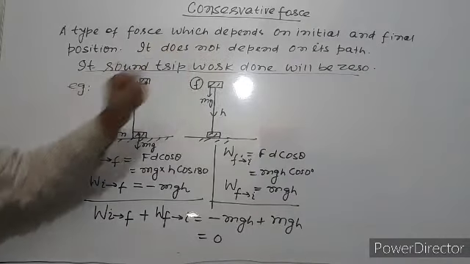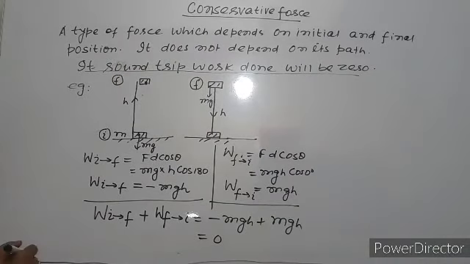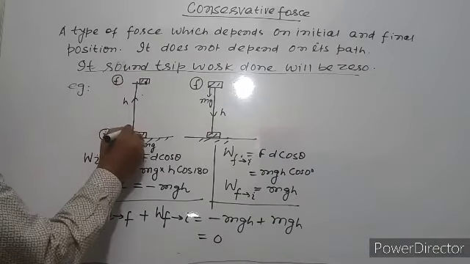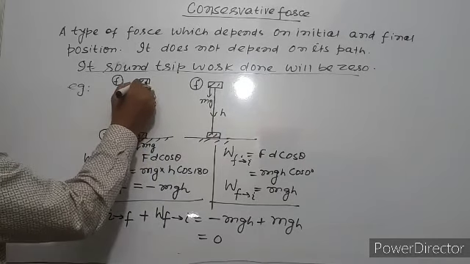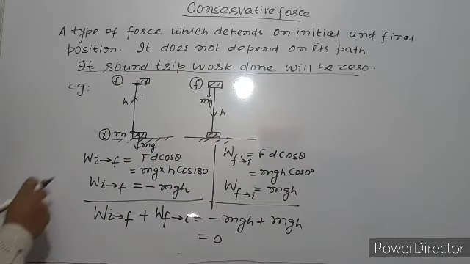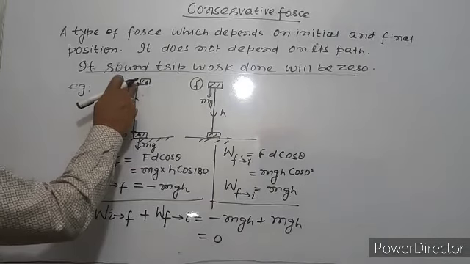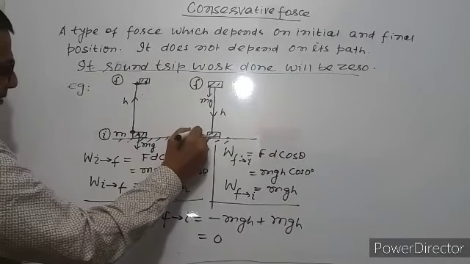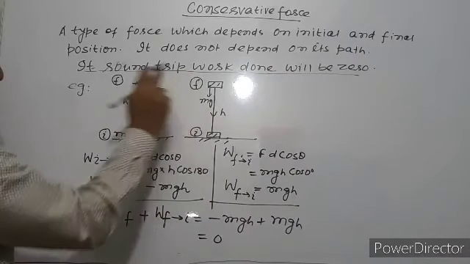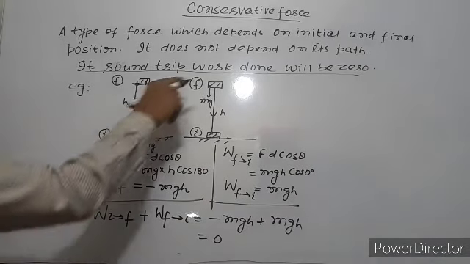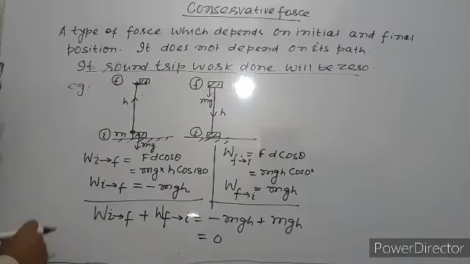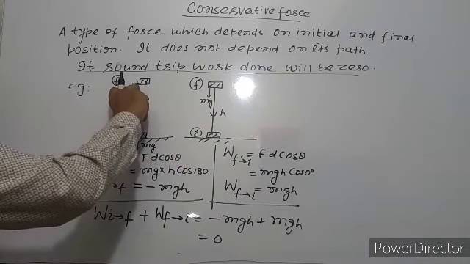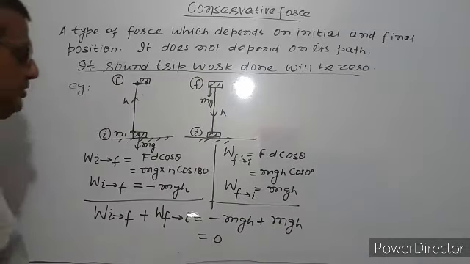And it depends on initial and final position. This is the h. It is the initial position. It is the final position. Here is the initial and it is the final. Again the work done we have taken final to initial. This path is taken. Now take one more example.